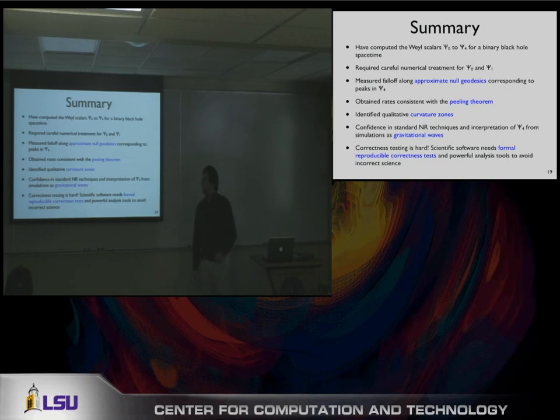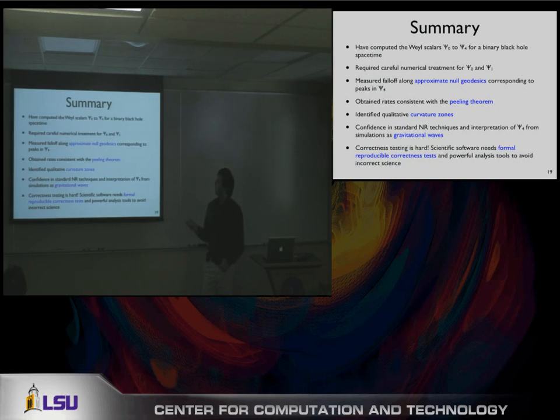So in summary, I guess my talk was in two parts. I talked about the work that we did to calculate the Weyl scalars for a binary black hole spacetime, psi0 to psi4. This needed a careful treatment of the numerical grid structure for psi0 and psi1. For technical reasons, reflections, we needed to work quite hard to get those accurately.